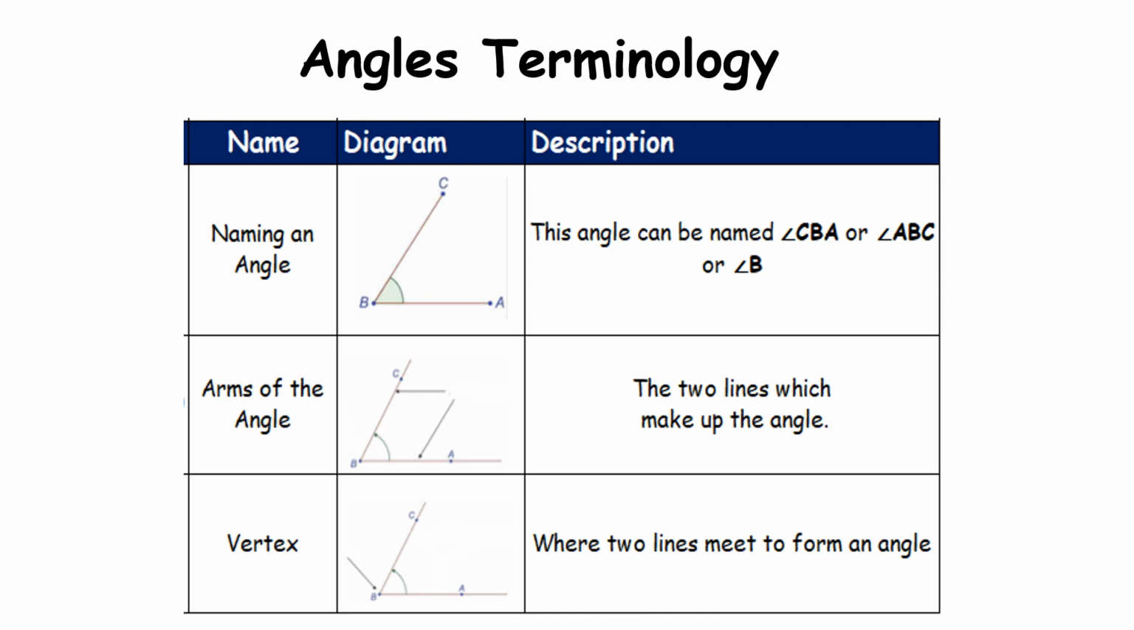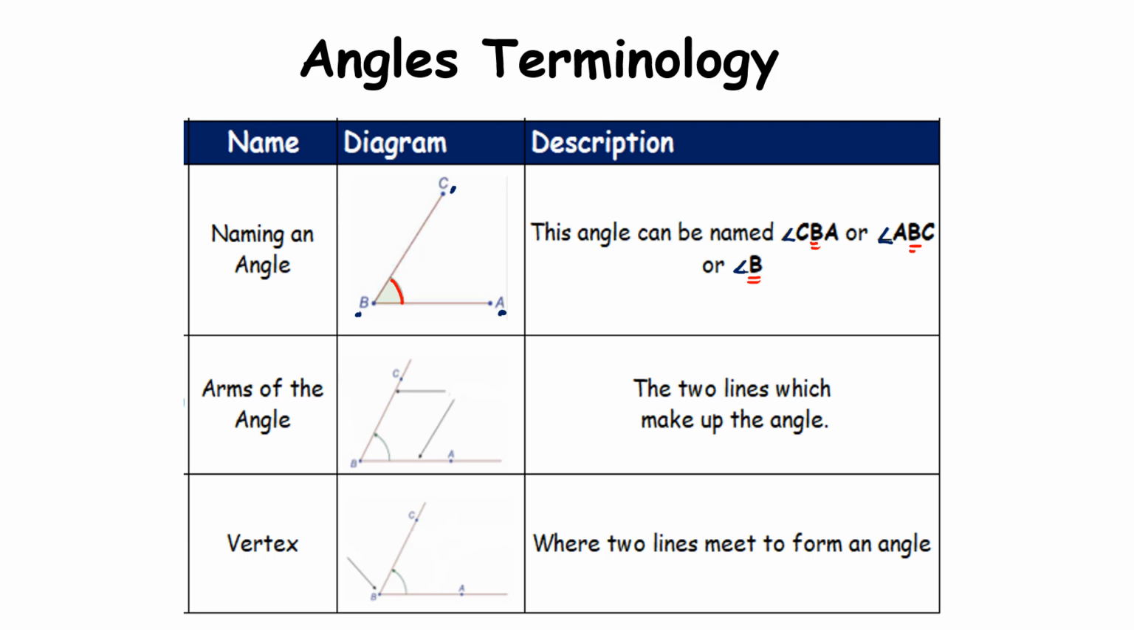So if we were to name an angle, we use 3 letters or a single letter. So there's 3 ways that this angle can be named. The first is CBA, the next is ABC, or simply B. Notice this little symbol here in front of all of them, which means angle. So notice how the angle we want here is at B, and B is always that middle letter.